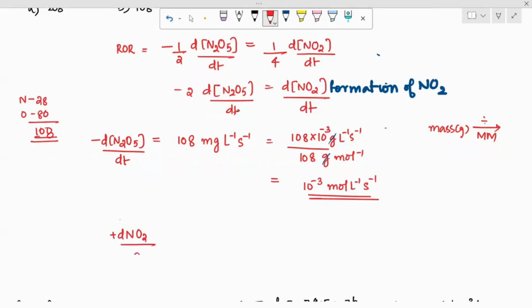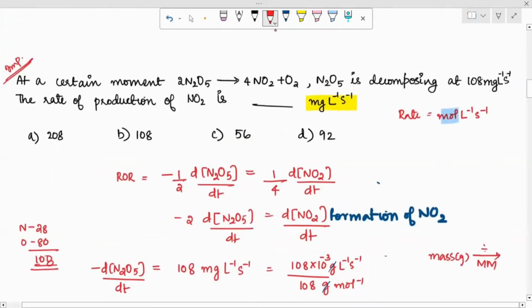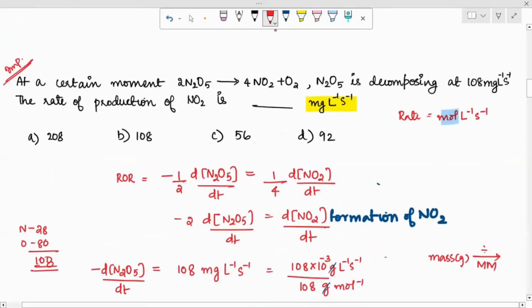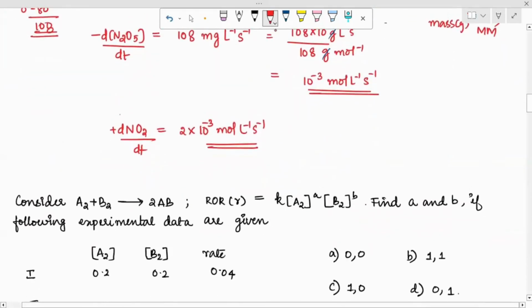Appearance of NO2 is equal to how many times? 2 times the disappearance of N2O5. So that is equal to 2 into 10 to the power minus 3 moles per liter per second. But what is the question? In the question, they have asked us to change the unit back to mg per liter per second. So how do you change it?